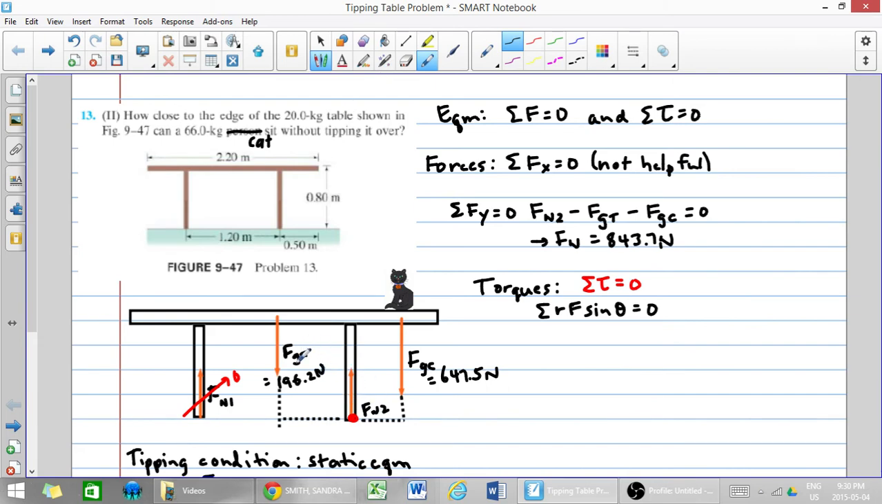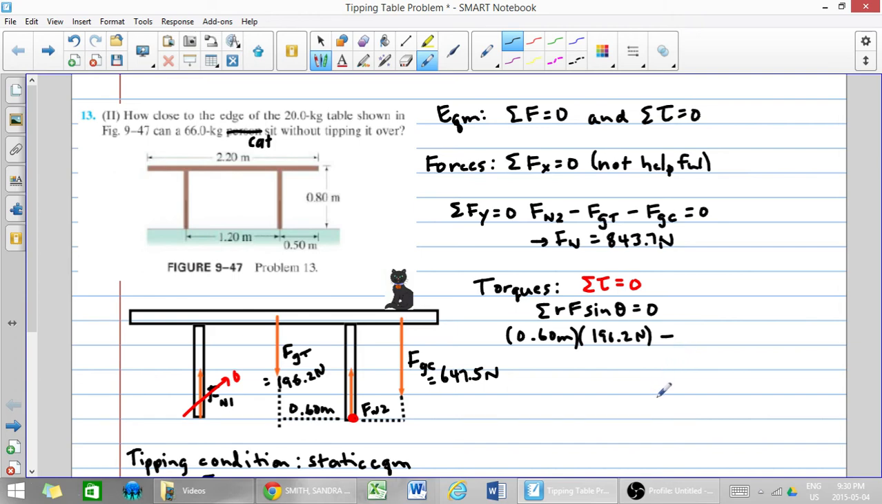So for the torque from the table, the legs are 1.2 meters apart, so that's going to be 0.60 meters. That's a counterclockwise torque, so it's positive. So we'll take 0.60 meters times the force of gravity, 196.2 newtons.